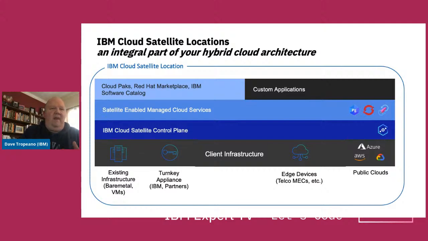And then once you have these managed services there, customers can write and provision your own applications. You can install our cloud packs, which are bundles of middleware that have been integrated to work together, available in a single package, into the satellite location. You can grab applications via operators and Helm charts, et cetera, from the Red Hat marketplace, from the IBM software catalog. So tools like Maximo for predictive analytics, Edge Application Manager, et cetera. The operators are all available in the Red Hat marketplace. You can provision those all into a satellite location.